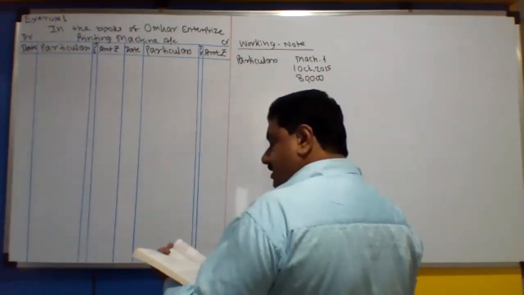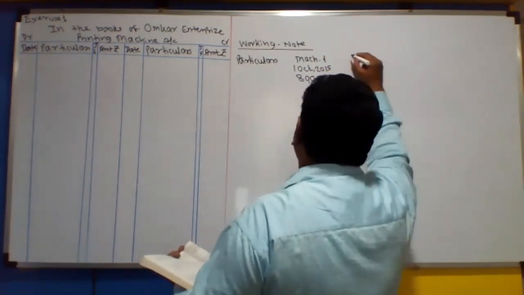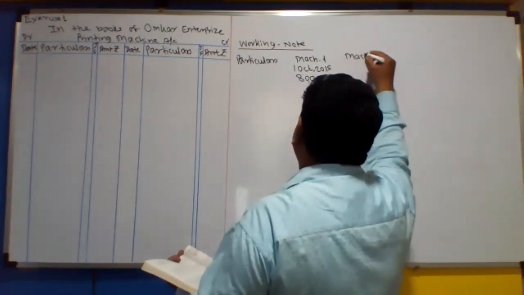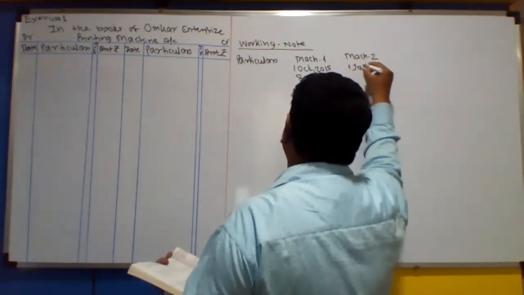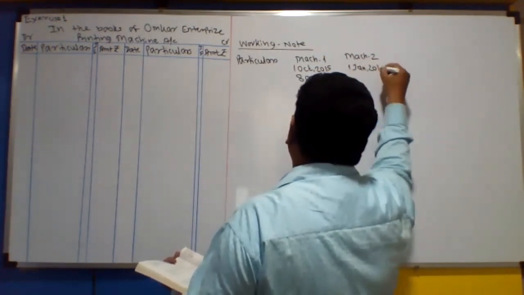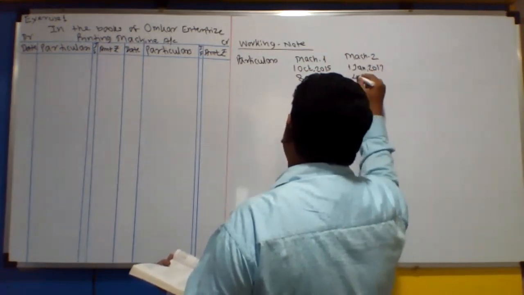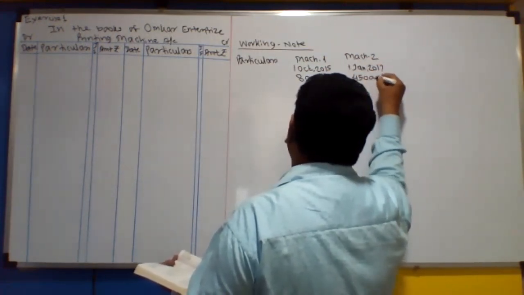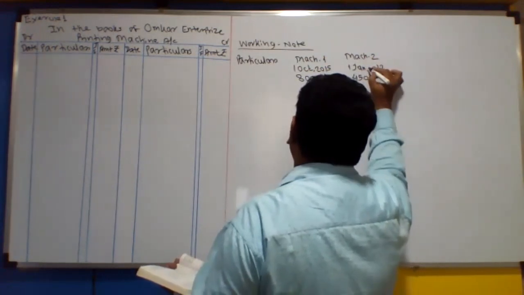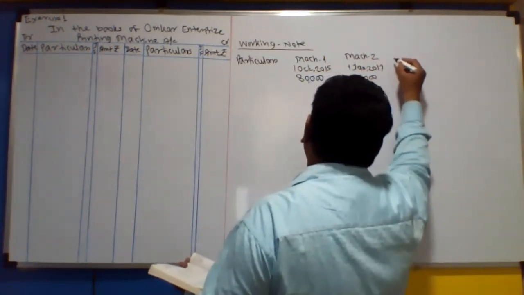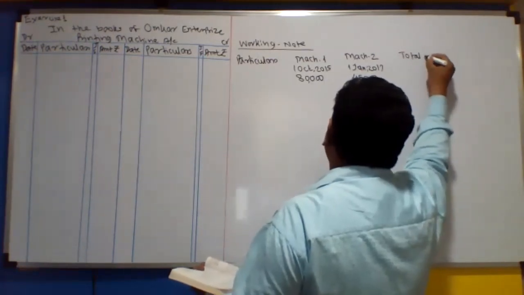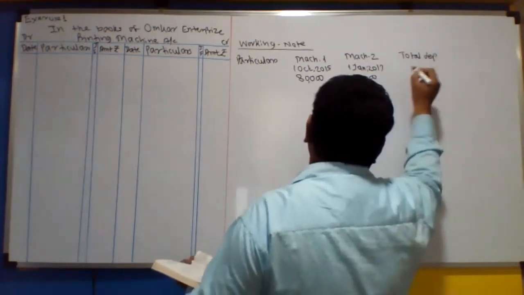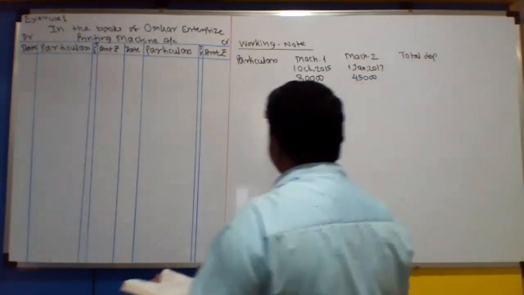Then another machinery purchased on January 2017. That is machinery number 2. It is purchased on January 2017, and purchased for 45,000 rupees. Okay. So these are only two machineries. I am making one more column, just as well as the total depreciation.